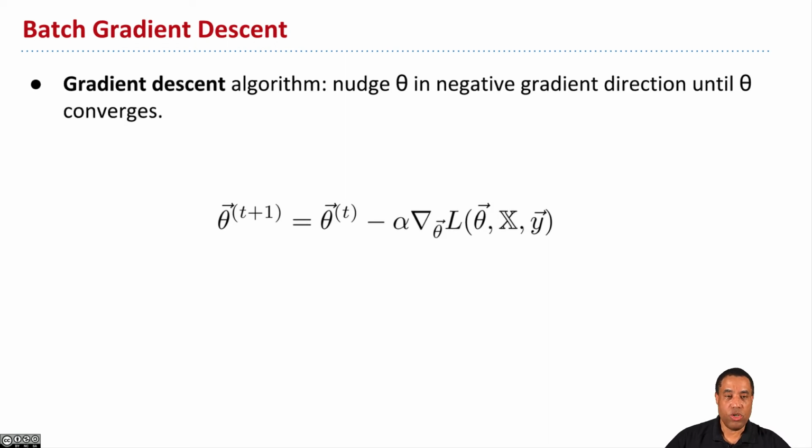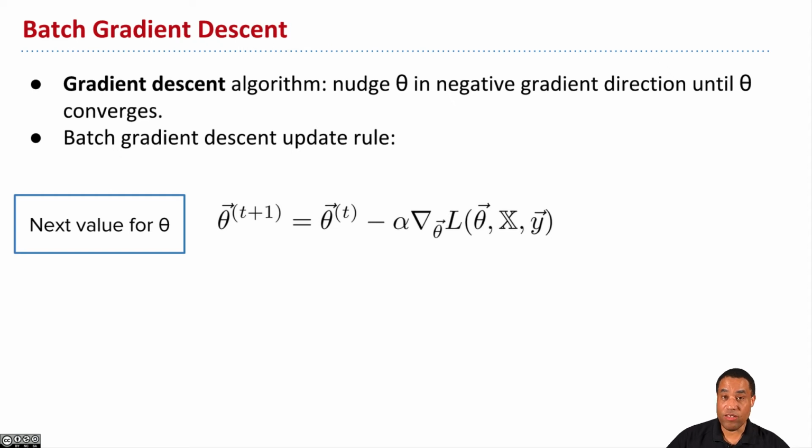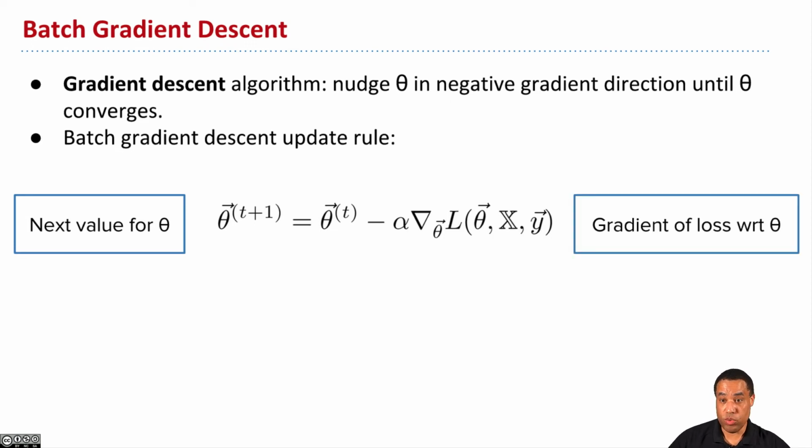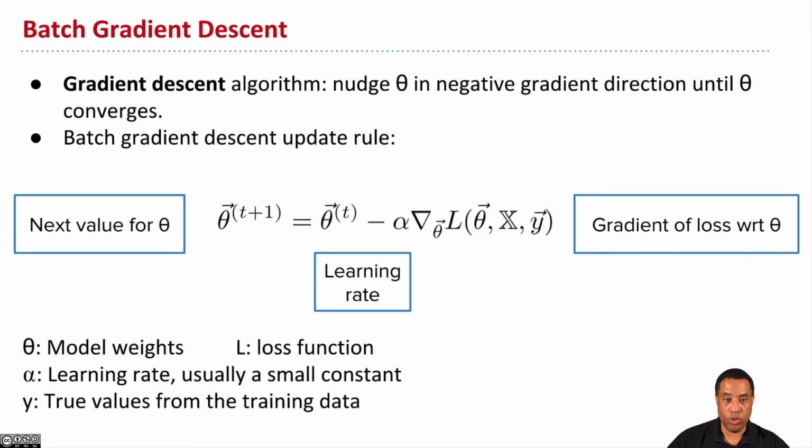Okay, so batch gradient descent algorithm. We're going to nudge theta in the negative gradient direction until theta converges. So our update rule is the next value for theta is going to be the current value for theta minus, we take the gradient of loss with respect to theta, multiply that by the learning rate, and subtract that from our current value for theta, right? And all our parameters are as we defined them previously.